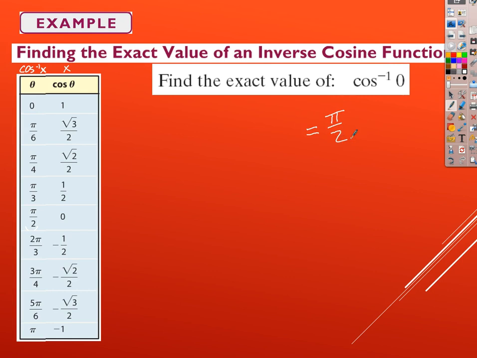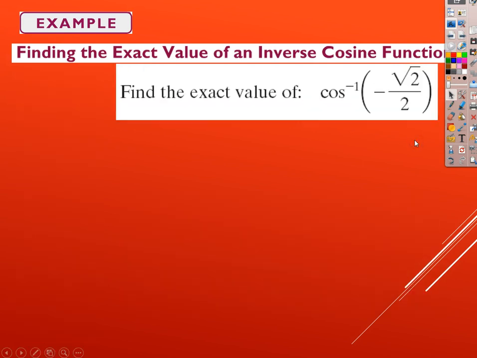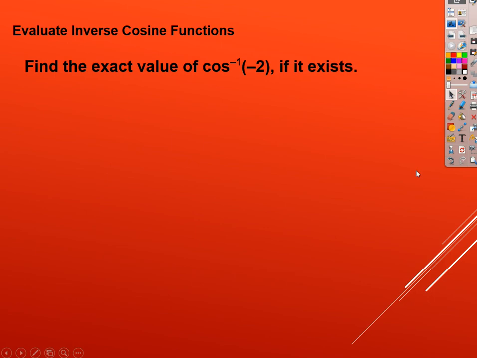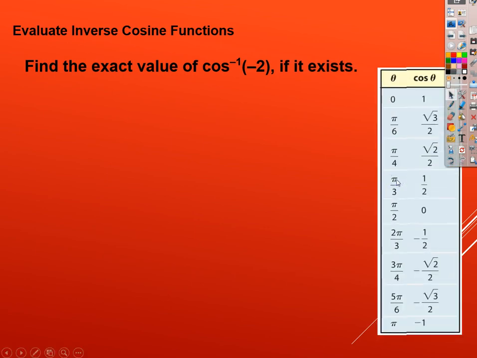I'm going to give you guys the next two on your own. Find the exact value of this one on your own. Okay, pause me right now. Bada bing, there's that answer. Should be self-explanatory at this point. You've seen several examples that use this. And one more for you to go ahead and pause me for. Find the exact value of inverse cosine of -2. Again, there's your chart if it exists. All right, so pause me.